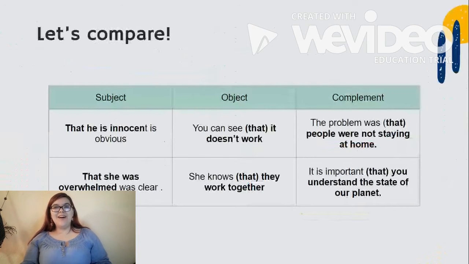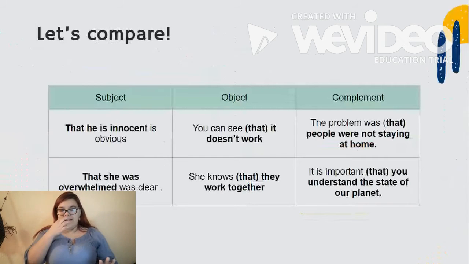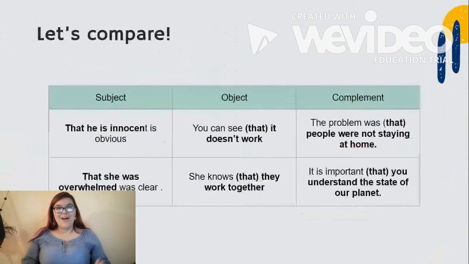So right now let's look at the object. Well, the first sentence says "you can see that it doesn't work," but we can omit that: "you can see it doesn't work." The second one says "she knows they work together," but we can also say "she knows that they work together." And now we can go to the complement.